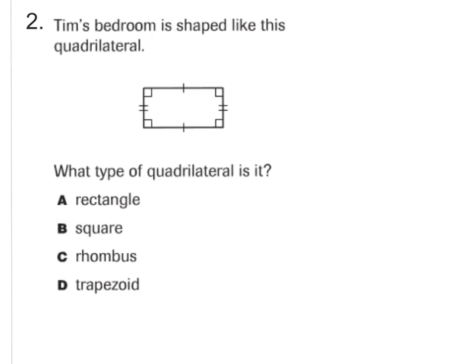For question 2, it says Tim's bedroom is shaped like this quadrilateral. What type of a quadrilateral is it? Rectangle, square, rhombus, or a trapezoid? Press pause and write your answer down, and let's check it together.